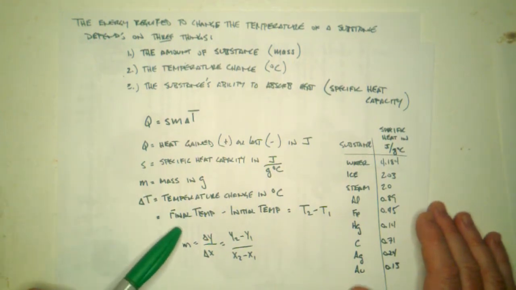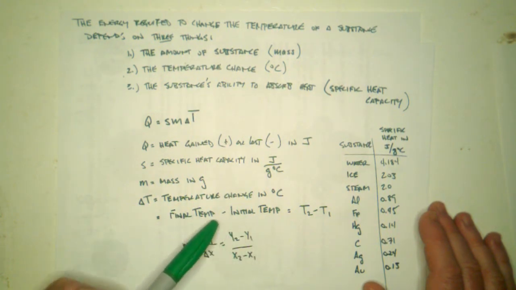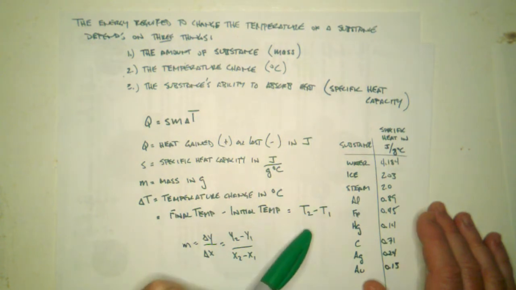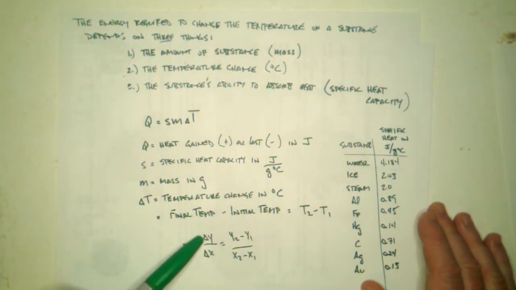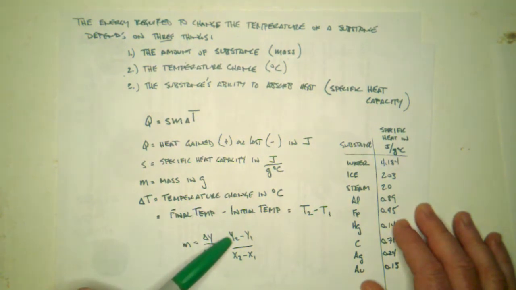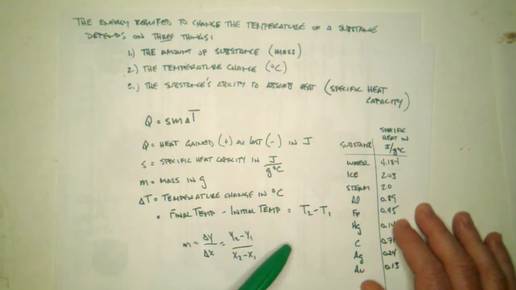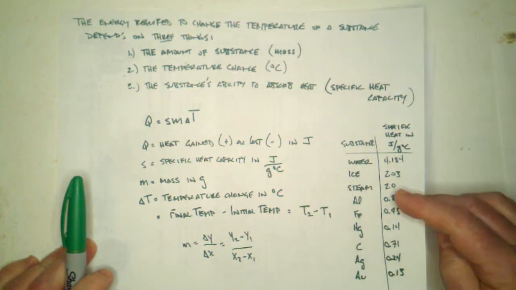Now, delta T is going to be its final temperature minus the initial temperature, or the temperature you subtract the temperature it started at from the temperature it ended up at. Or T2 minus T1 is the way it's usually interpreted. Now, it's just like when you're doing slopes, got rise over run, or delta y over delta x, that equals y2 minus y1 over x2 minus x1. Well, delta T equals T2 minus T1. Let's do some problems.